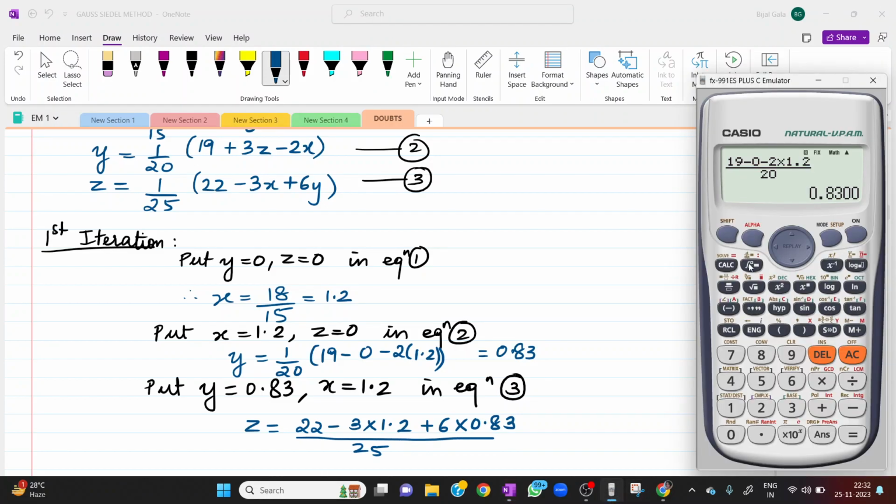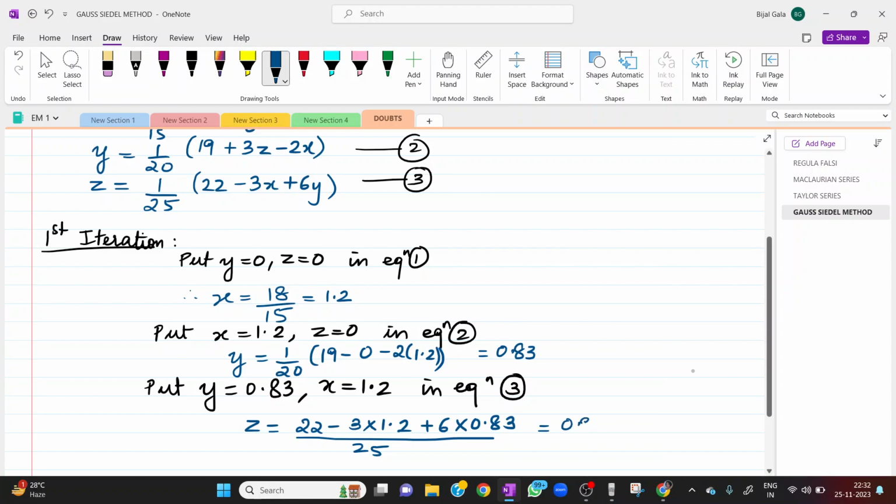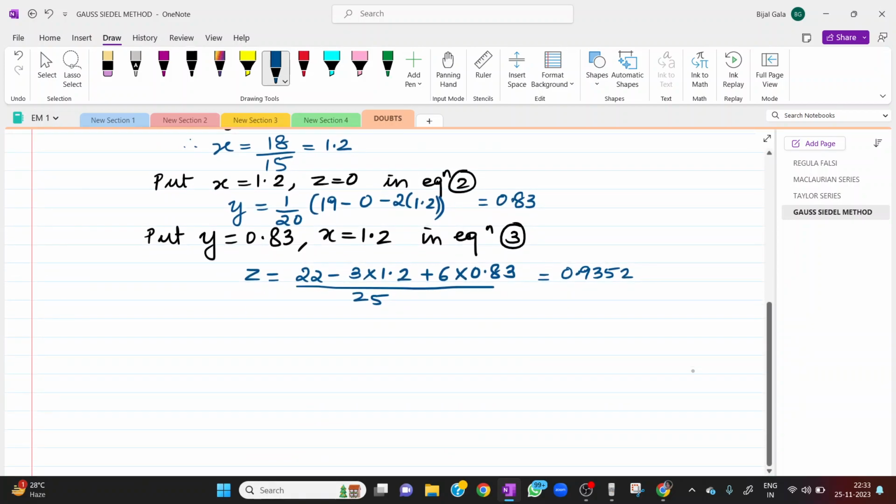So let's put this in the calculator again. 22 minus 3 into 1.2 plus 6 into 0.83 divided by 25. So 0.9352, that's my value of z. This completes the first iteration when you found one values of each x, y, and z. So let's now move to the second iteration.